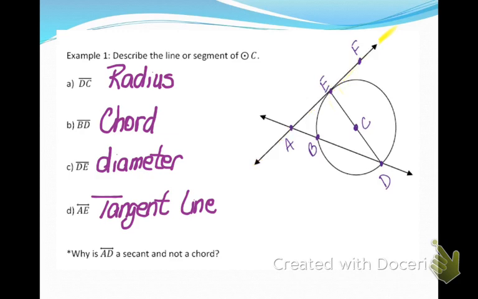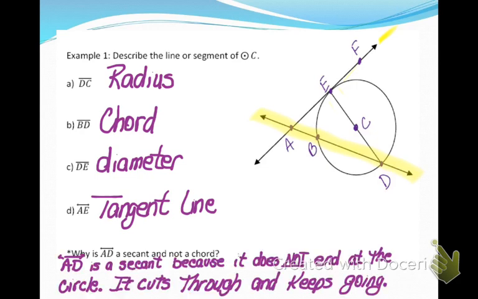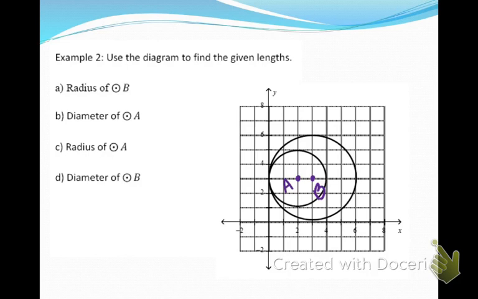Now I want you to tell me why line AD, this line right here, is a secant and not a chord. Well, that is because AD does not end at the circle. It continues on, it cuts through the circle and keeps on going. So it is a secant, not a chord.